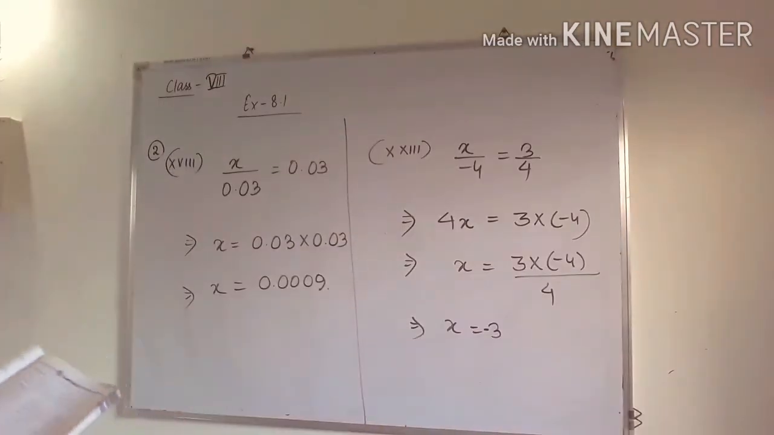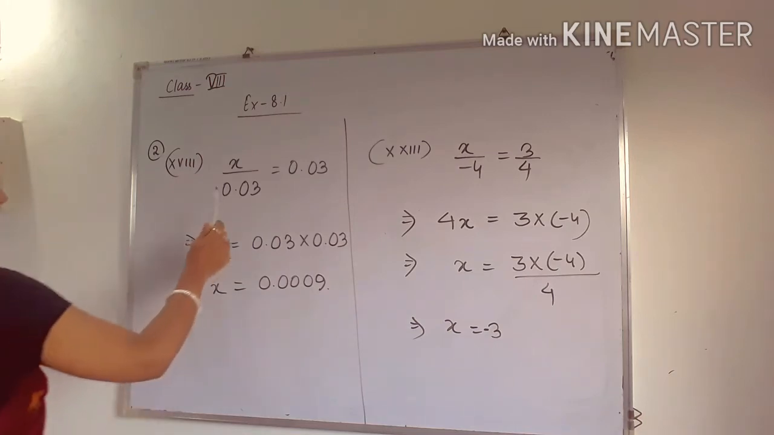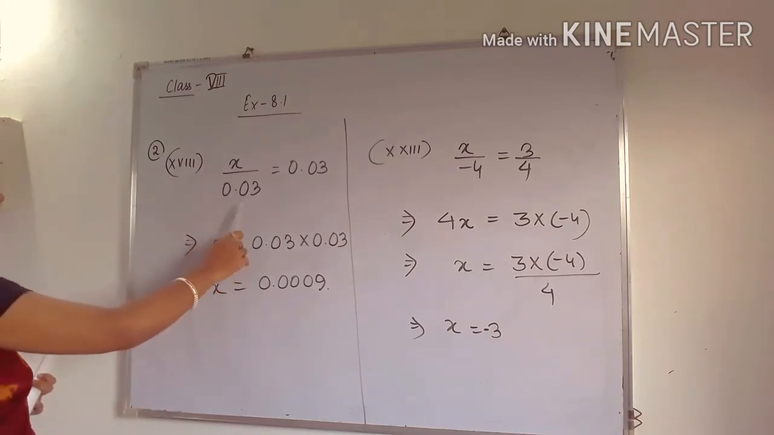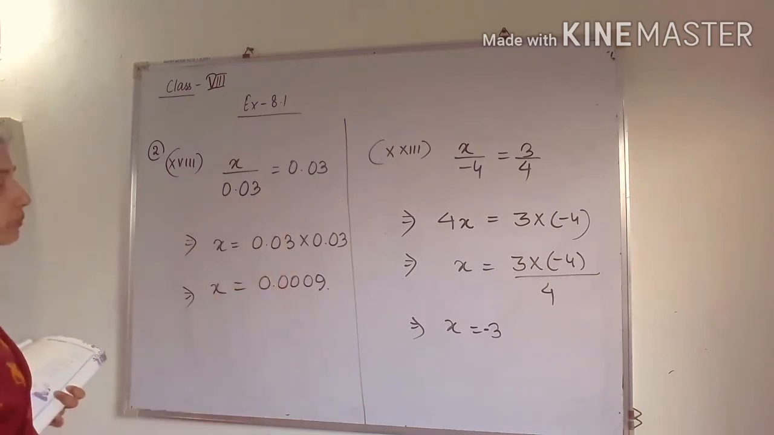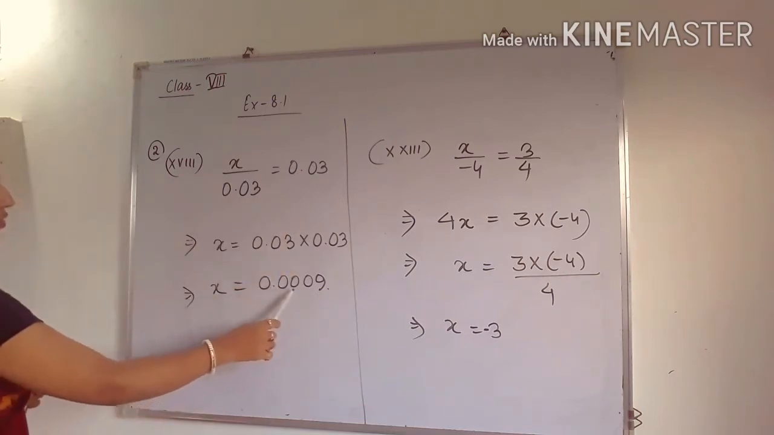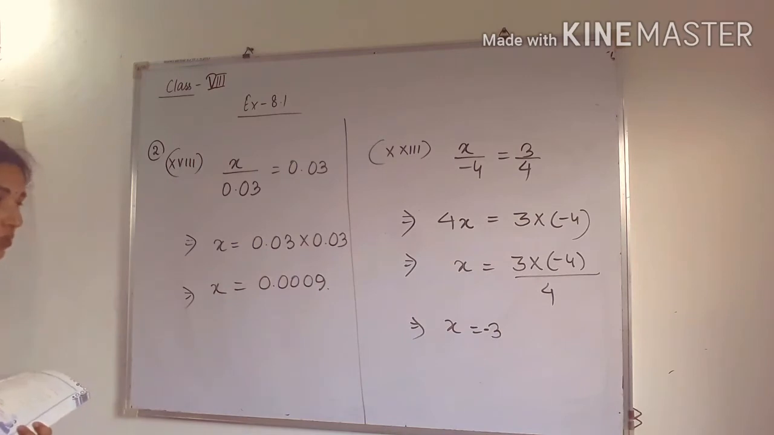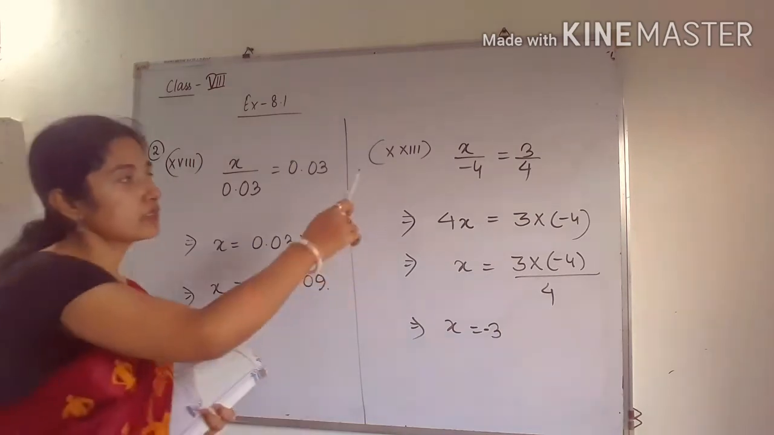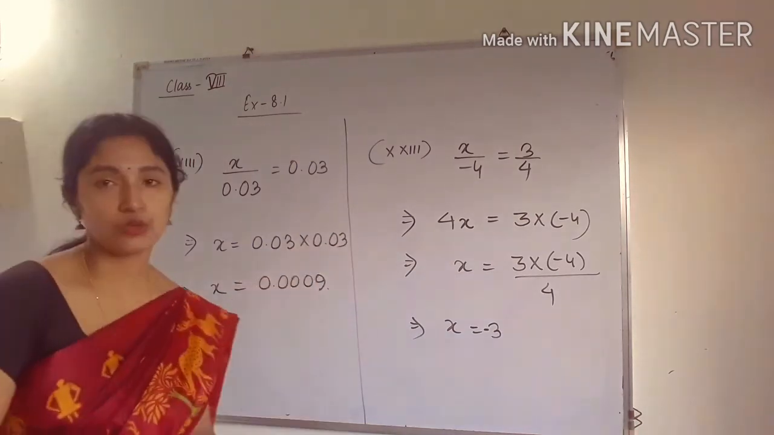So see the next question. Next is x by 0.03 is equal to 0.03. So here we have to find x. That means we have to transpose this number to that side, so it will get multiplied. So finally we will get 0.0009. Okay.